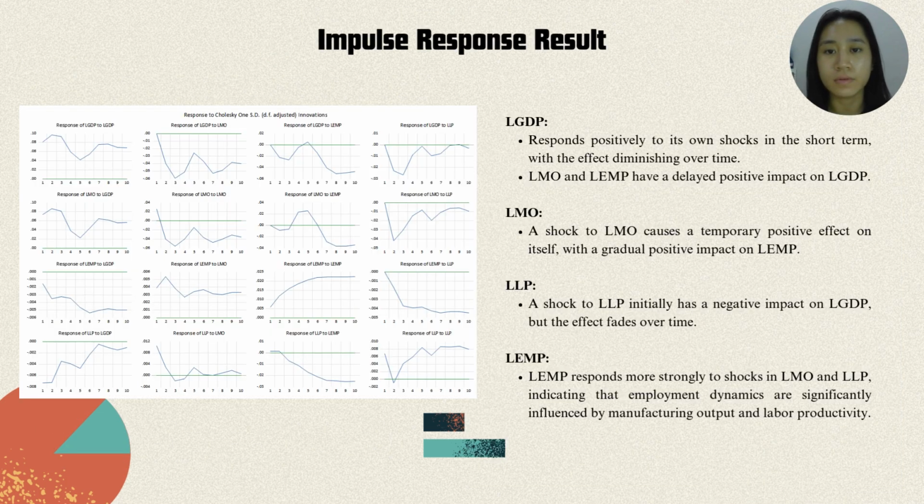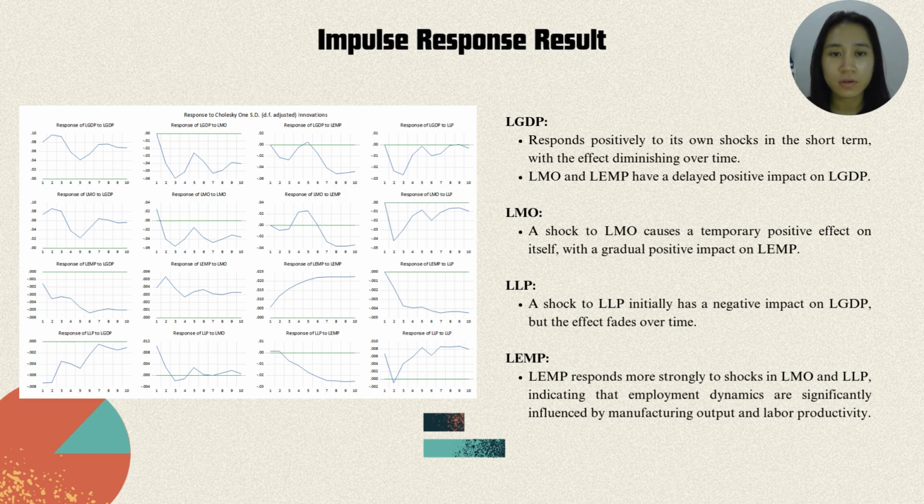This is the impulse response result. For LGDP, we can see that it responds positively to its own shock in the short term, but this effect diminishes over time. But LMO and LEMP have a delayed positive impact on LGDP, suggesting that changes in manufacturing output and employment gradually affect GDP. For LMO, a shock leads to a temporary positive effect on itself, but it also causes a gradual positive impact on LEMP over time, showing that shocks to manufacturing output eventually influence employment.